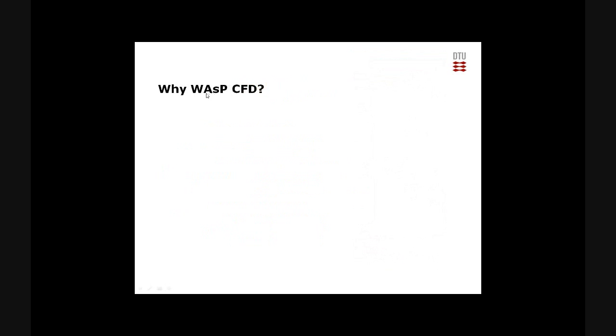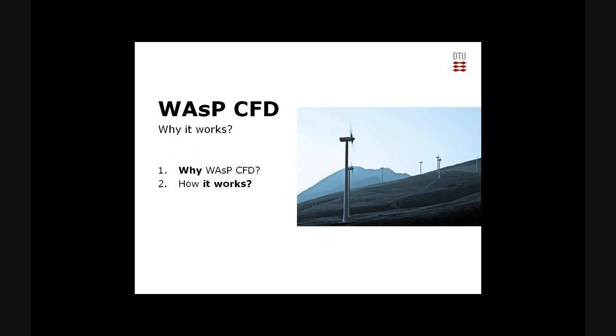So the original question was, why do we want to use WAsP-CFD? Well, this is the punchline: we want to be able to do accurate wind resources anywhere, so in both complex and less complex terrain. So how does it work?